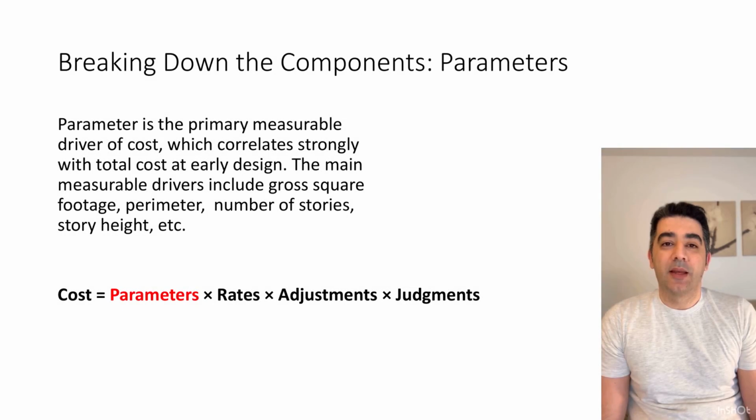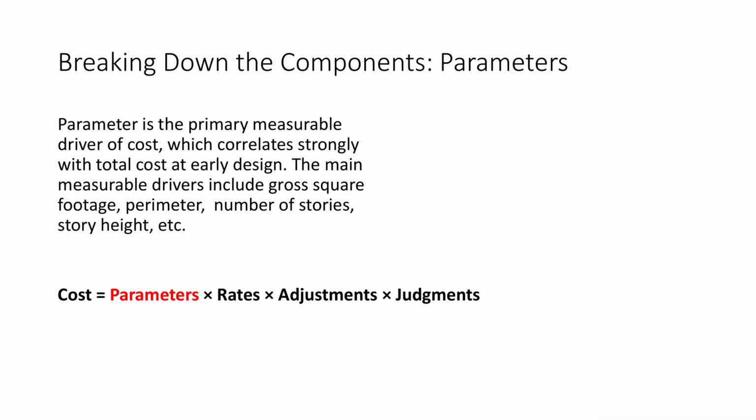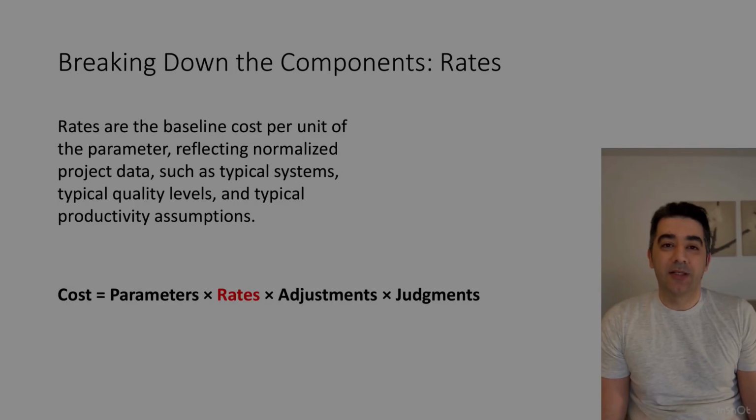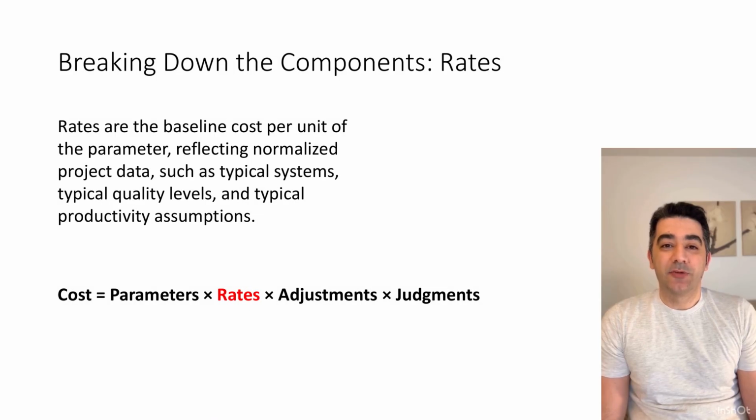Parameter is the primary measurable driver of cost, which correlates strongly with total cost at early design. The main measurable drivers include gross square footage, perimeter, number of stories, story height, etc. Rates are the baseline cost per unit of the parameter, reflecting normalized project data, such as typical systems, typical quality levels, and typical productivity assumptions.